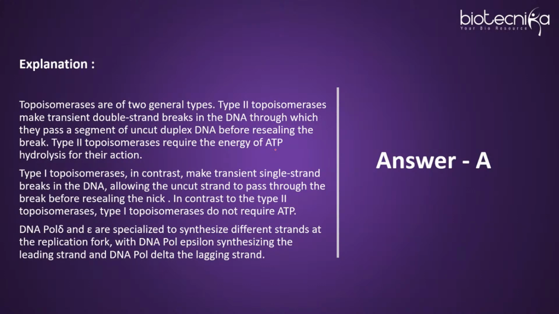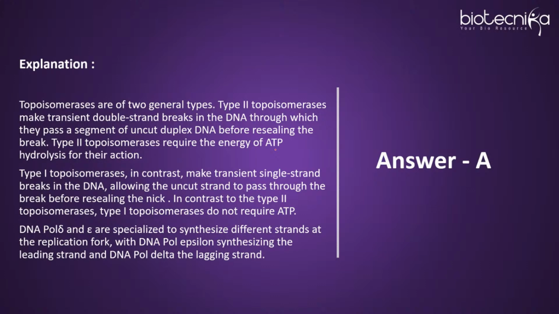While type 1 topoisomerase, in contrast, makes transient single-stranded breaks in DNA, allowing the uncut strand to pass through the break before resealing the nick. In contrast to type 2 topoisomerase, type 1 topoisomerase doesn't require any energy in the form of ATP, right? So this is the basic difference between topoisomerase 1 and topoisomerase 2.